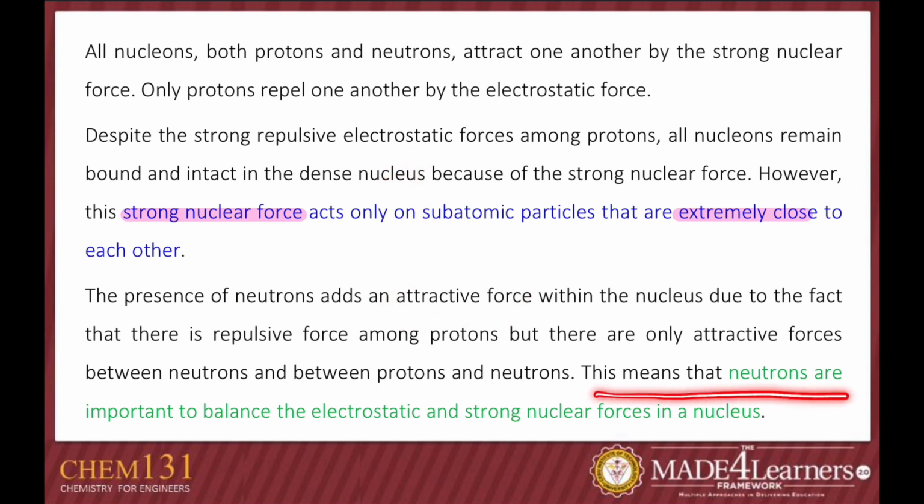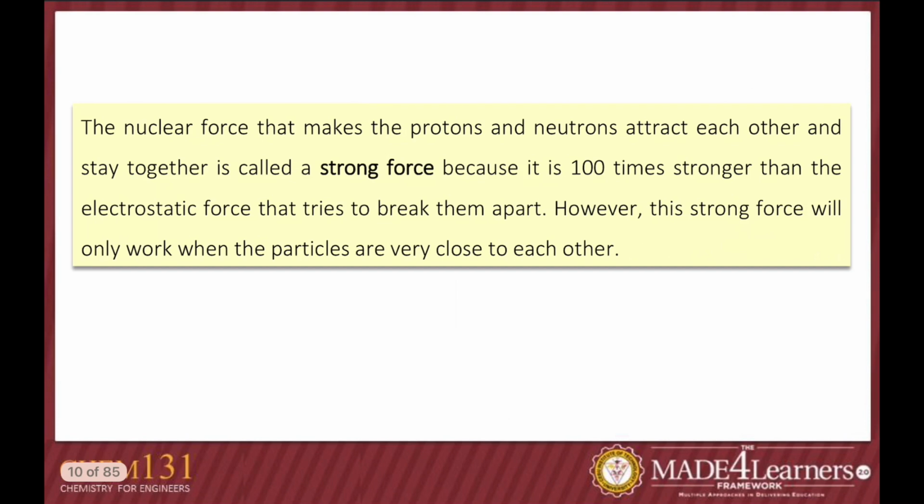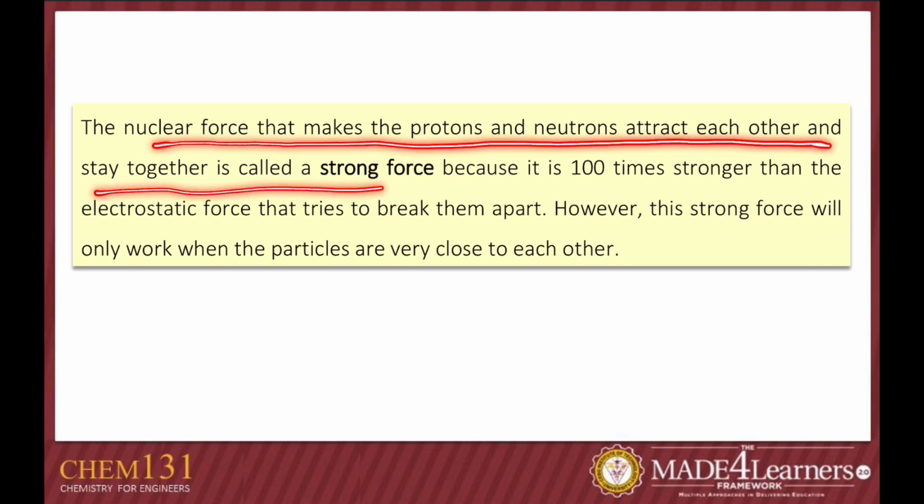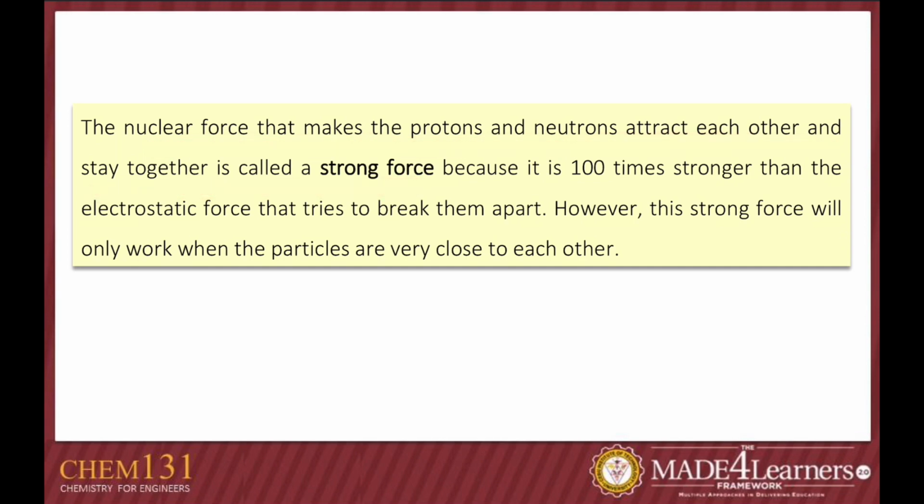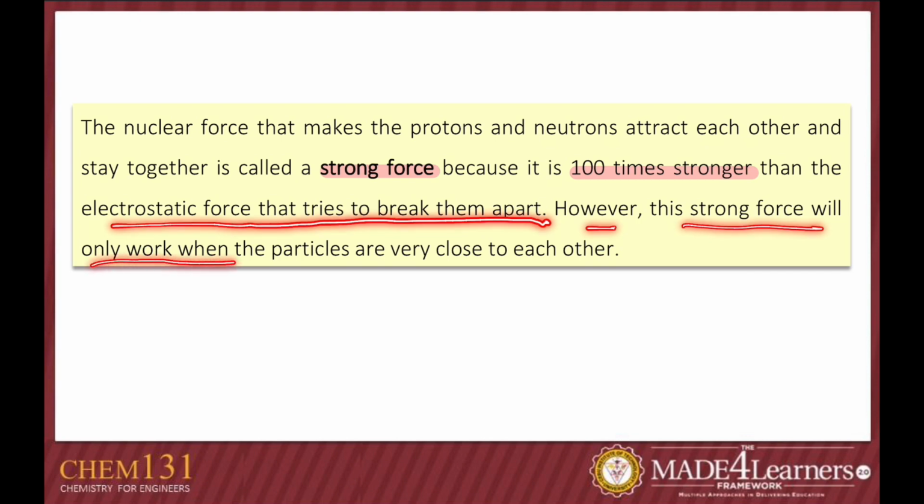This means that neutrons are important to balance the electrostatic and strong nuclear forces in a nucleus. So, mo-help na siya hold sa nucleus together. So, remember, the nuclear force that makes the protons and neutrons attract each other and stay together is called a strong force because it is 100 times stronger than the electrostatic force that tries to break them apart. Again, there is a condition. However, this strong force will only work when the particles are very close to each other.